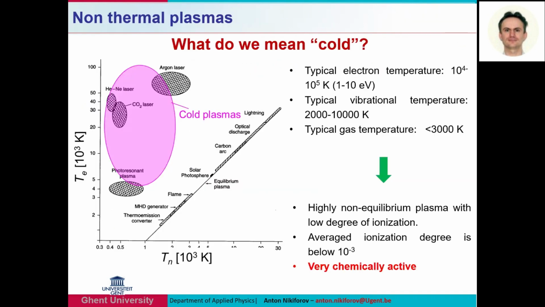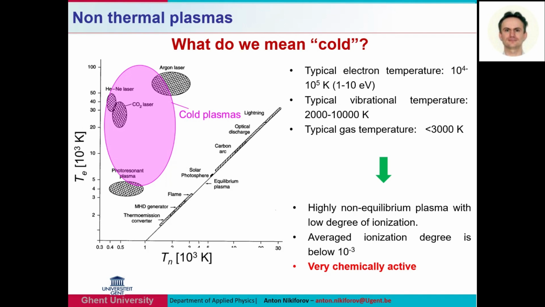Cold plasmas are typically plasmas where electron temperature is in the range of a couple of electron volts, and gas temperature is typically below 3000 degrees. And if you look on the diagram of electron temperature, gas temperature, then cold plasmas are typically in the area which is covered here with purple color. Those kind of plasmas are usually very non-equilibrium, and they have a rather low degree of ionization. And very important, they are very chemically active. And this is specifically the reason for us to study those kind of plasmas.